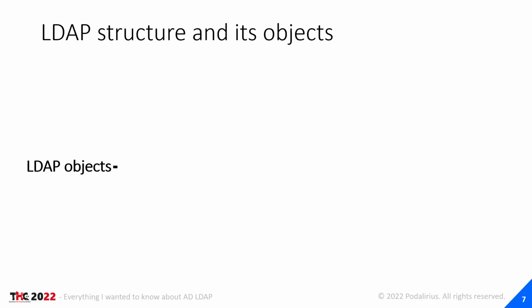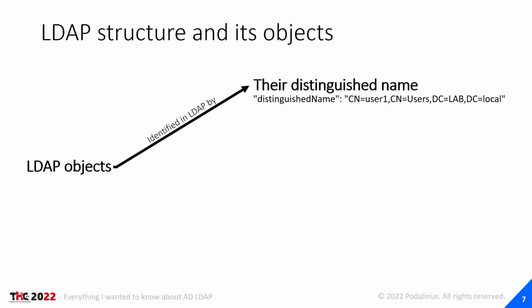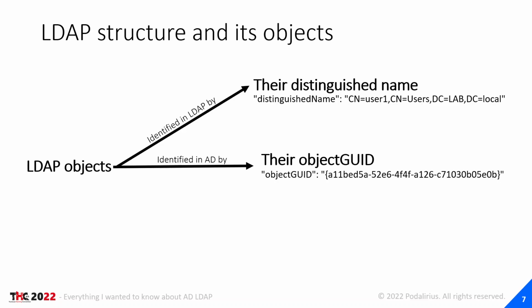So the LDAP objects that I mentioned earlier, they have many properties and values. And one of the most important properties of LDAP objects is their distinguished name. It's basically where we can find them inside the LDAP. It's the path inside the tree of where you can find them. Also, as we are inside an Active Directory domain, all LDAP objects have a unique identifier called objectGUID, which identifies uniquely each object inside the LDAP, inside the Active Directory. So the object is stored in LDAP and linked to Active Directory by this kind of values.